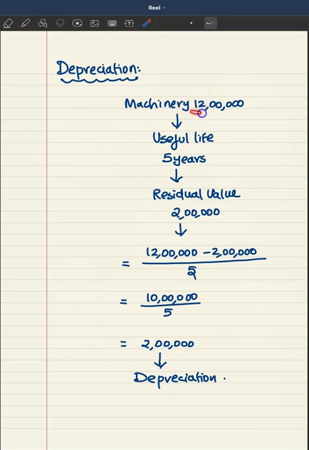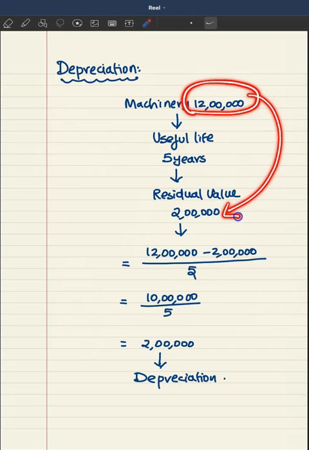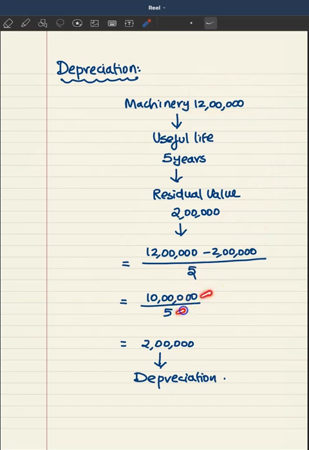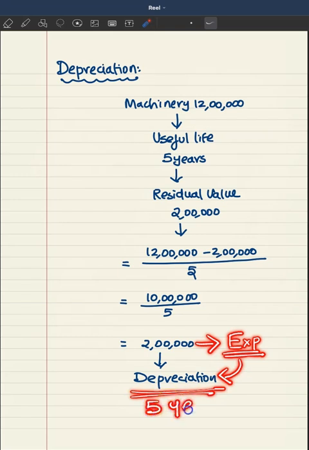It means you are spending 12 lakh now and you will get 2 lakh at the end of 5th year. So in effect, your investment is only 12 minus 2, 10 lakh. So this 10 lakh has to be apportioned over a period of 5 years, which is the useful life. If you calculate 10 lakh divided by 5, what you get is 2 lakhs. This 2 lakhs can be treated as an expense and charged to the profit and loss statement every year in the name of depreciation, and this can be done for a period of 5 years.